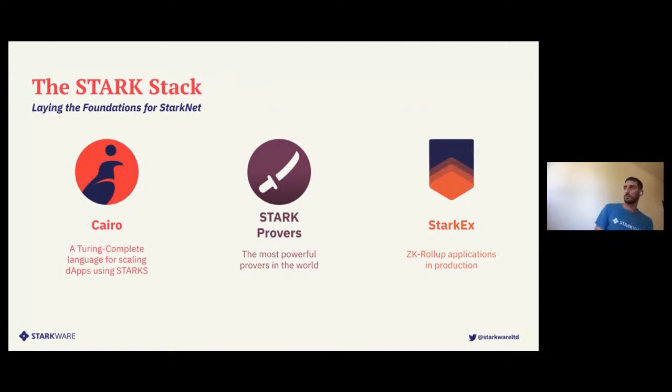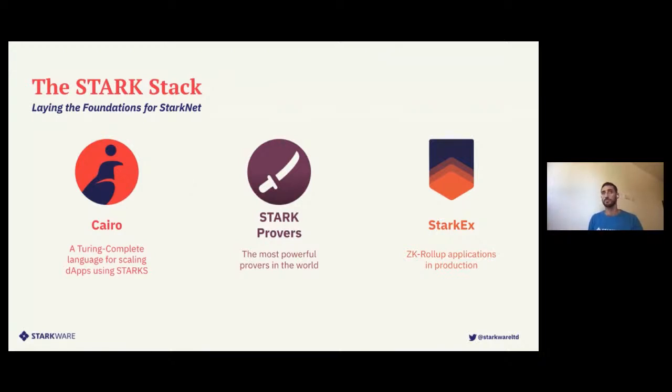The foundations that we've built for StarkNet, and that are used in our production applications, are, first of all, Cairo, which is the language that we use to write provable programs. Then we have the STARK provers, which are how we generate those proofs. And lastly, we have Starkix, which is a working system that takes the paradigm of ZK-Rollup and those technologies and uses them in a mainnet environment. Let's discuss a little bit about each one of those.